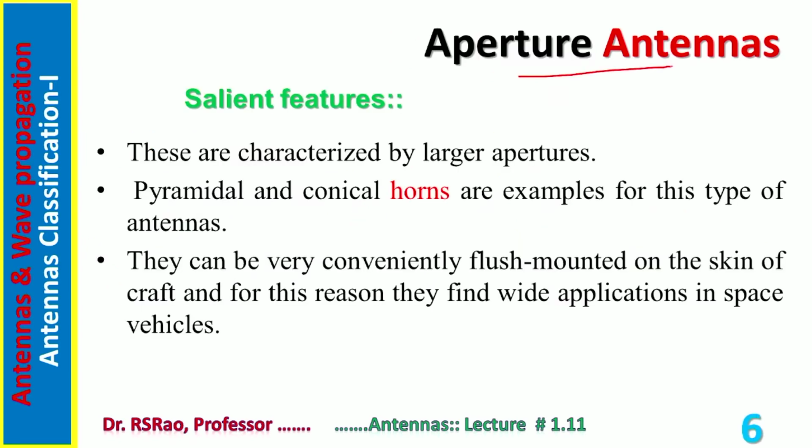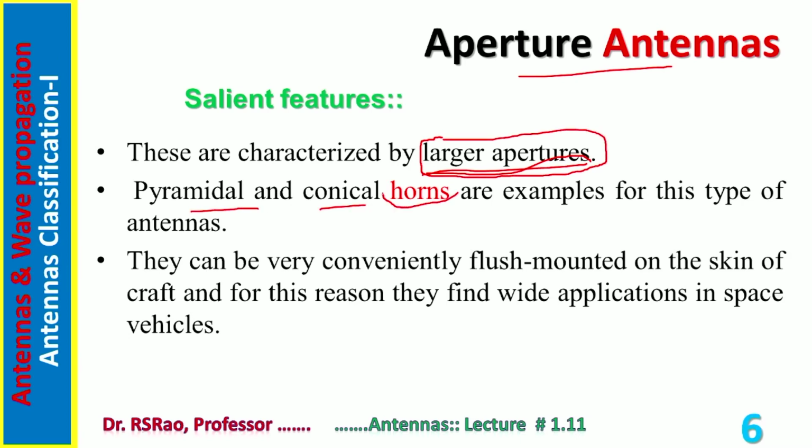We consider another type of antennas, aperture antennas. Salient features of these antennas are that they are characterized by large apertures. In due course of time, a definition for aperture is going to be given. For right now, aperture means the opening through which signal enters into the antenna or signal leaves from it, just the opening. This much understanding is sufficient to go further. So aperture means opening. Aperture antennas are associated with larger openings.